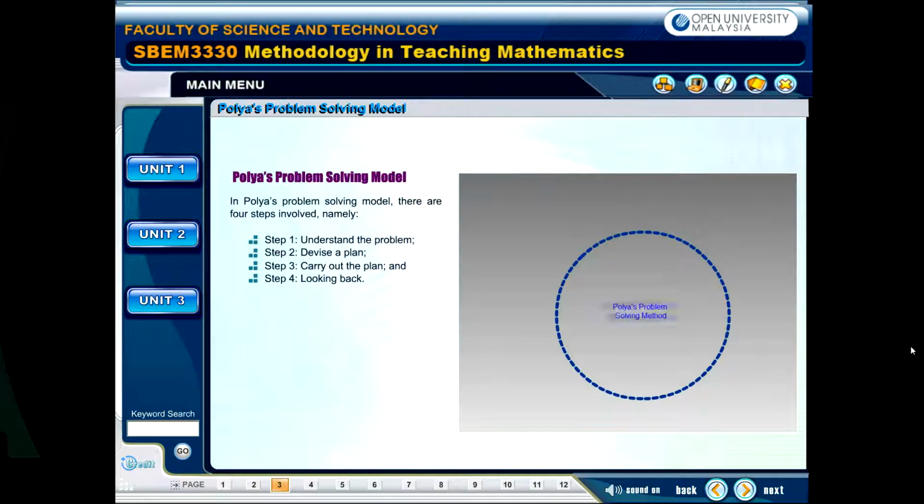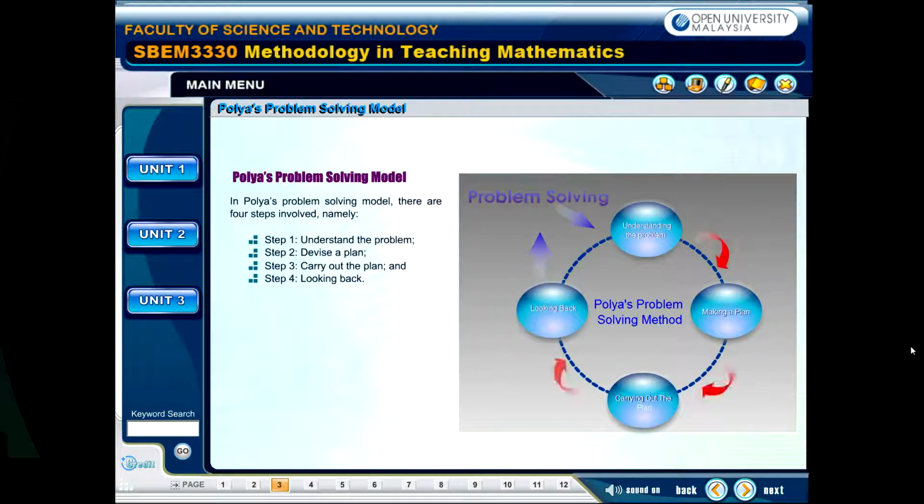In Polya's problem-solving model, there are 4 steps involved, namely, Step 1, understand the problem. Step 2, devise a plan. Step 3, carry out the plan. And Step 4, looking back.